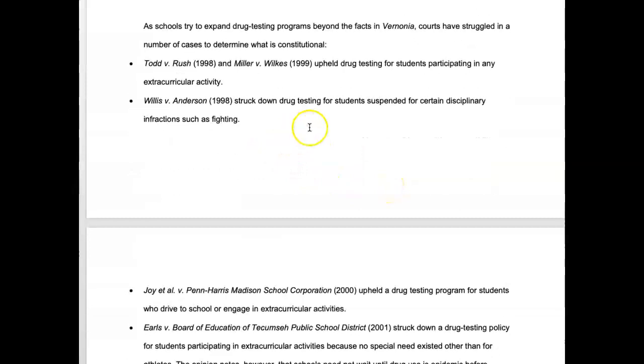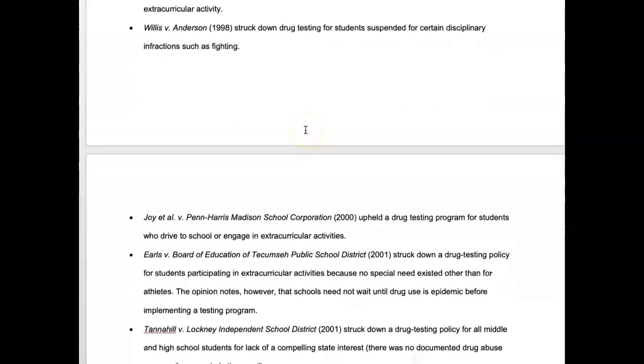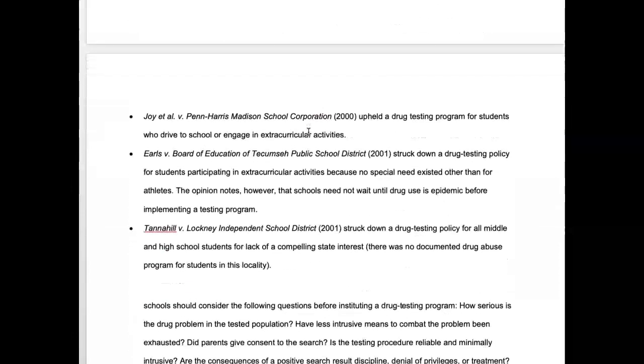So here's one that says drug testing for anybody who was fighting. Well, there's no connection between fighting and drugs. So again, the scope of the search at its inception has to be reasonable suspicion. Okay?